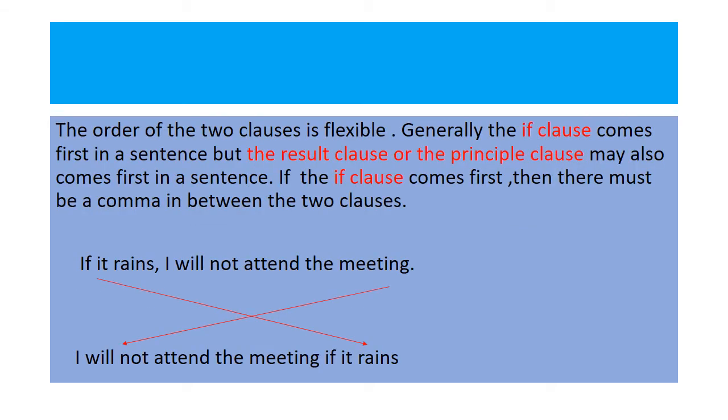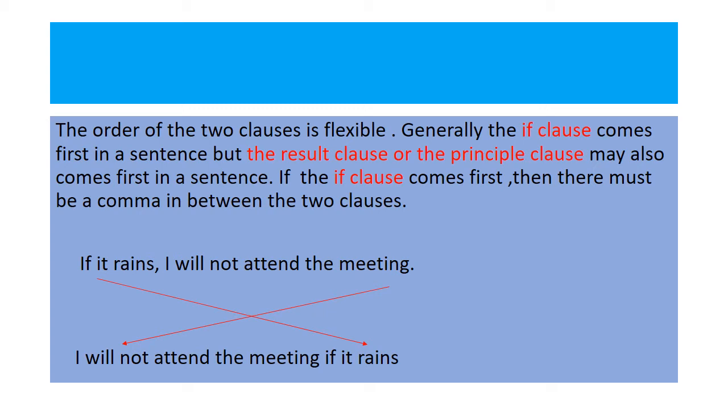Students, in our previous slide, you saw that the if clause comes first in a sentence, and then comes the second clause or the main clause. But the order of these two clauses is not always fixed. It is flexible. We see that generally the if clause comes first in a sentence and the result clause comes later. But the result clause or the principal clause may also come first in a sentence. If the if clause comes first, then there must be a comma between the two clauses. Look at these two examples.